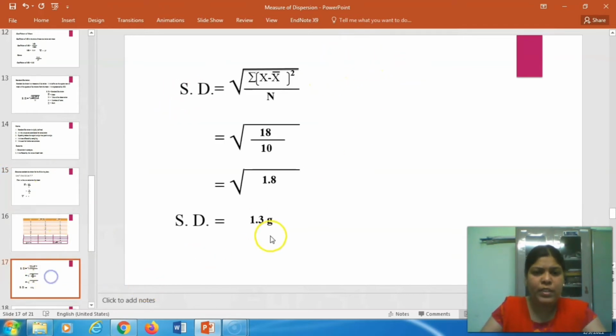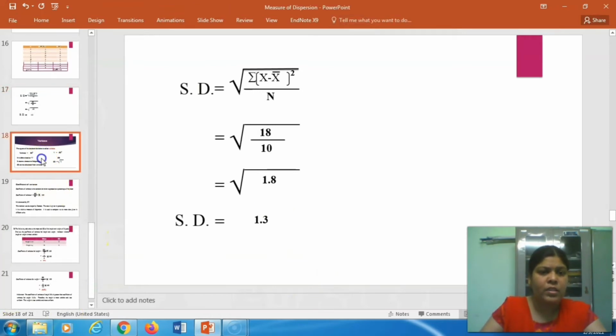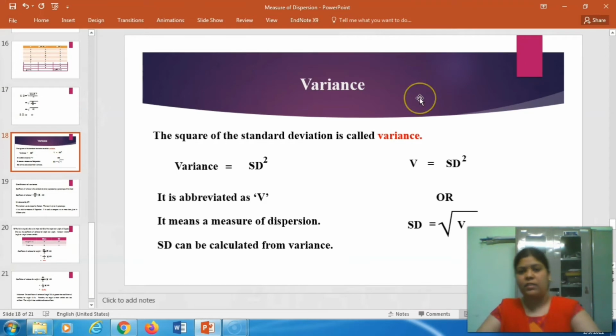According to this we will get this answer like this. No need of any sign here. Then let us see about the variance. The square of the standard deviation is called variance.